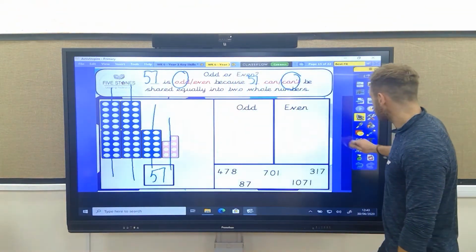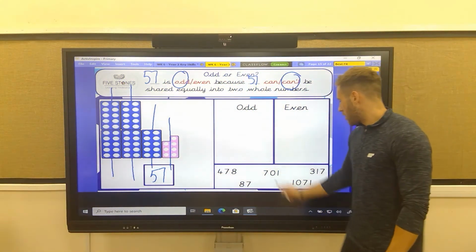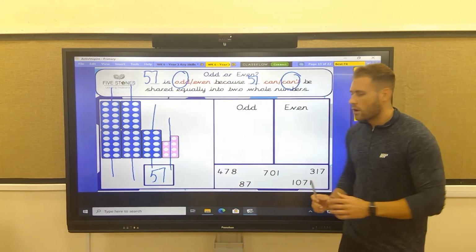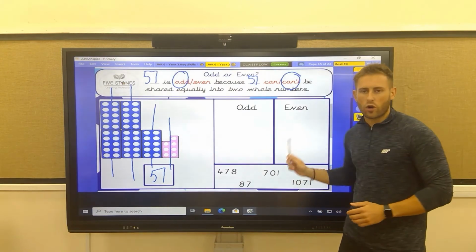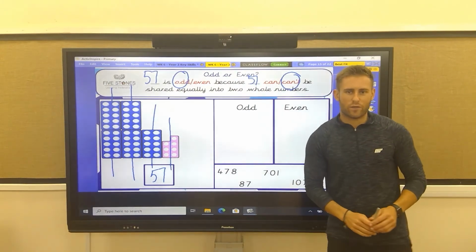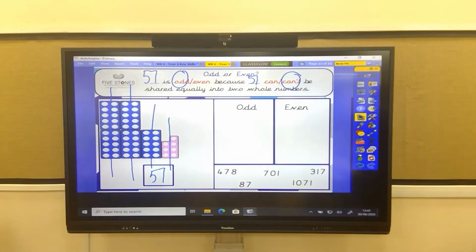So now that you know that, look at these numbers that have 7s in them. Think carefully whether the 7 tells you whether it's odd or even by sorting these numbers at the bottom. Explain as you go, off you go. Pause the screen.